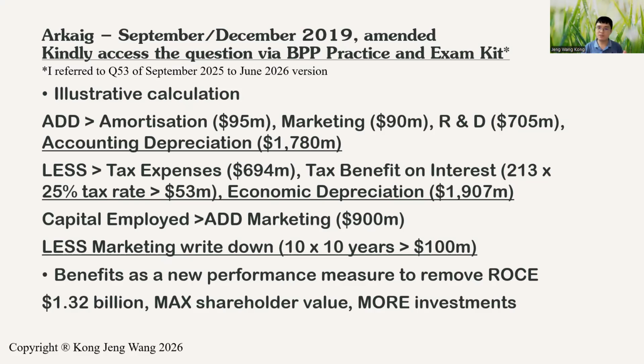With all these adjustments, you will come to another part, which is the capital employed. I just put this into this example so that you can see the clear picture, because you see here, marketing expenses is at the top, right? 90 million. Then here, we add marketing. This one, 900 million, how to get it, right?